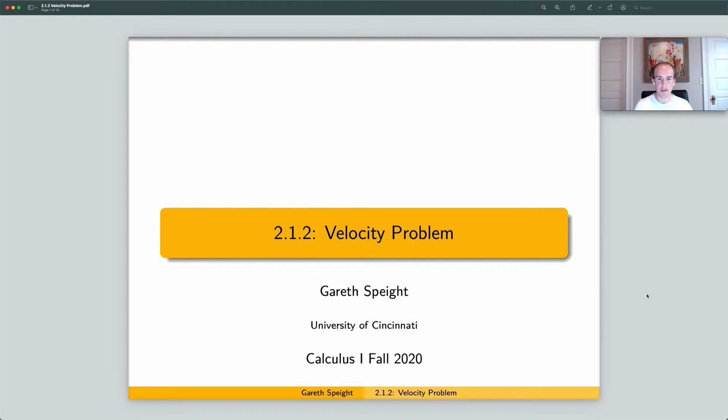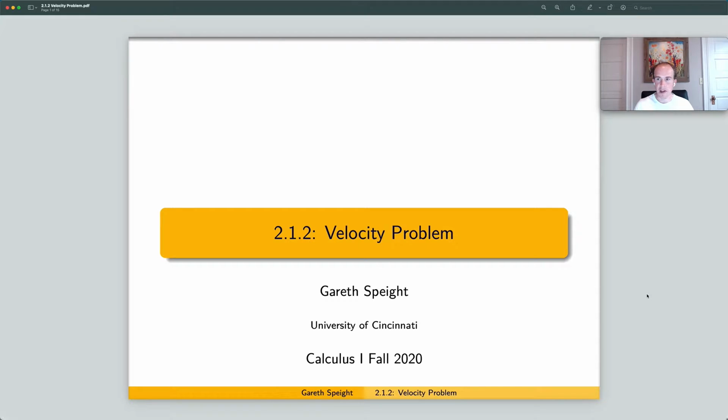Hello everyone, welcome to this video taking a look at the velocity problem, which is the second of our motivating problems for studying limits, which are going to be the first topic in the course. So the velocity problem asks the question, how can we calculate the velocity of some object at a given moment in time, if we know its position, for instance?